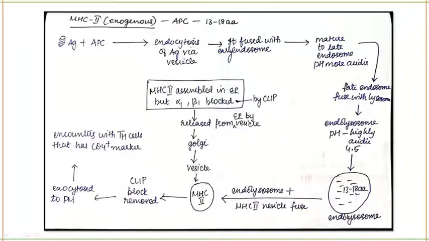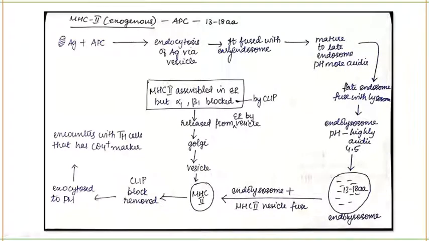After this, the endolysosome and the MHC2 vesicle will fuse. MHC2 will be present as a vesicle, and it is assembled in the endoplasmic reticulum. But alpha 1 and beta 1 will be blocked so that endogenous antigens do not bind to this. For that reason, this will be blocked by CLIP. CLIP is a protein that blocks the alpha 1 and beta 1 unit of MHC2 so that endogenous antigens do not come and bind here, and only exogenous antigens should bind here.